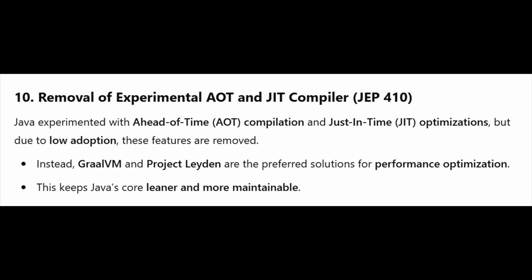Removal of experimental AOT and JIT compiler, JEP 410. Java experimented with ahead-of-time AOT compilation and just-in-time JIT optimizations, but due to low adoption, these features are removed. Instead, GraalVM and Project Leyden are the preferred solutions for performance optimization. This keeps Java's core leaner and more maintainable.